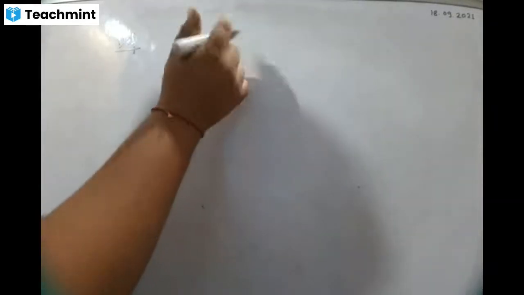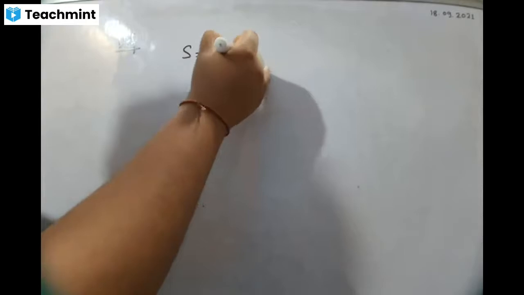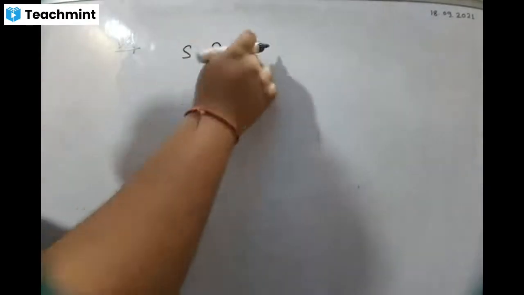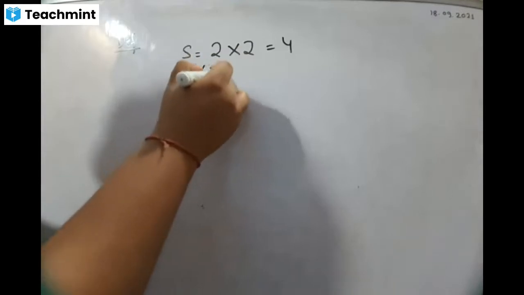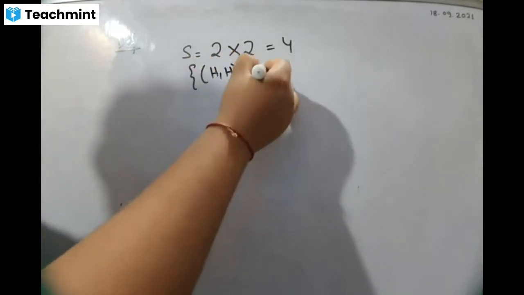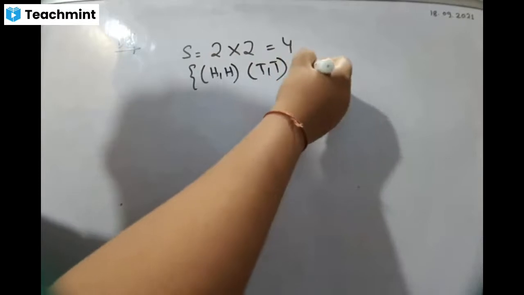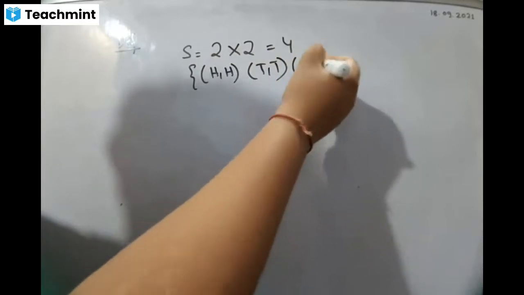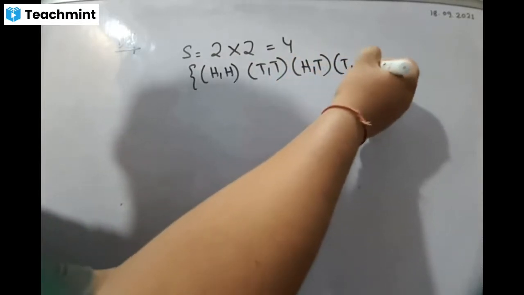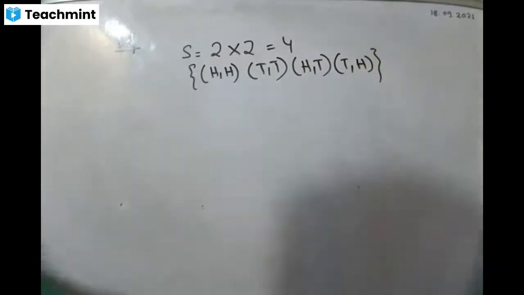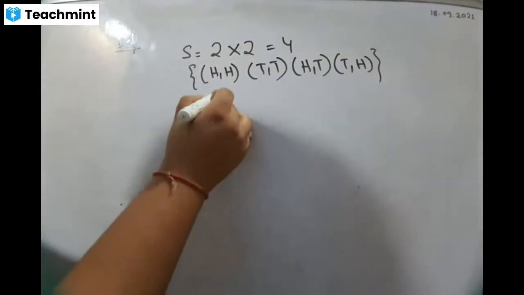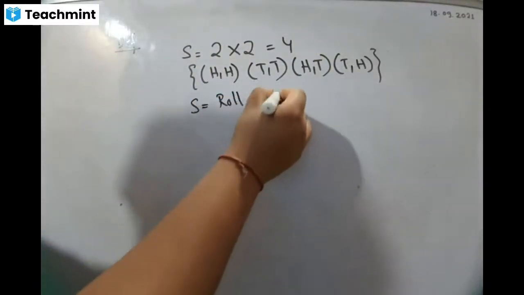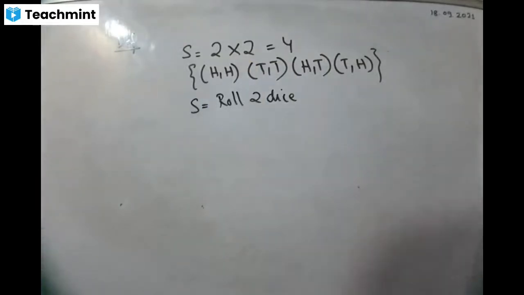For the first coin, there are two outcomes, and for the second coin, there are also two outcomes. So two twos are four, there will be four outcomes. What are the four outcomes? Head, head, you can get two heads, you can get two tails, or one head and one tail. The first will be head, the second will be tail, or the first will be tail and the second will be head. So an easy way of finding the sample space. Is that clear?